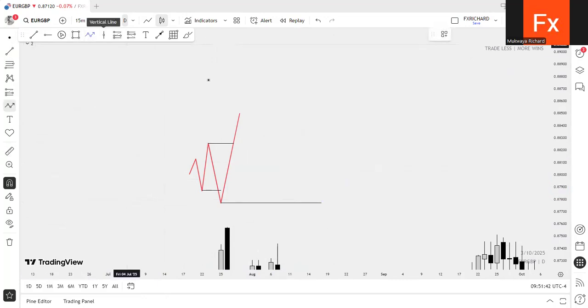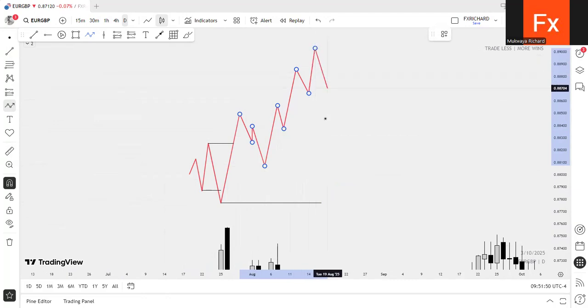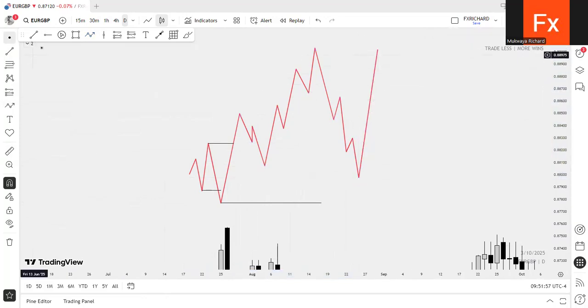And then the market will keep on giving something like this. It can do something like this. It does whatever it wants. Then after a while, it will retrace to these zones, then we continue with the buys.